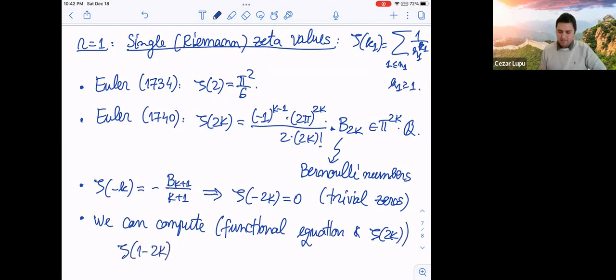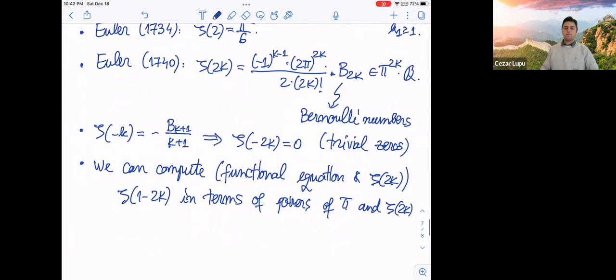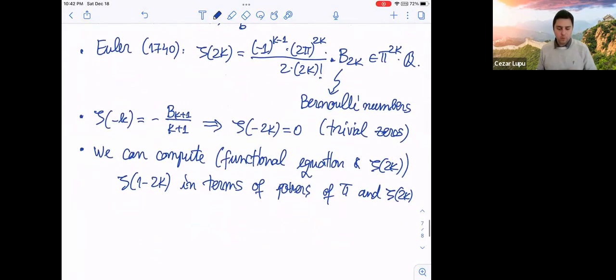And anyway, it's just some kind of a formula in terms of, I don't recall it right now, powers of pi. And the even values of the zeta function, right? So we have an explicit formula for this.